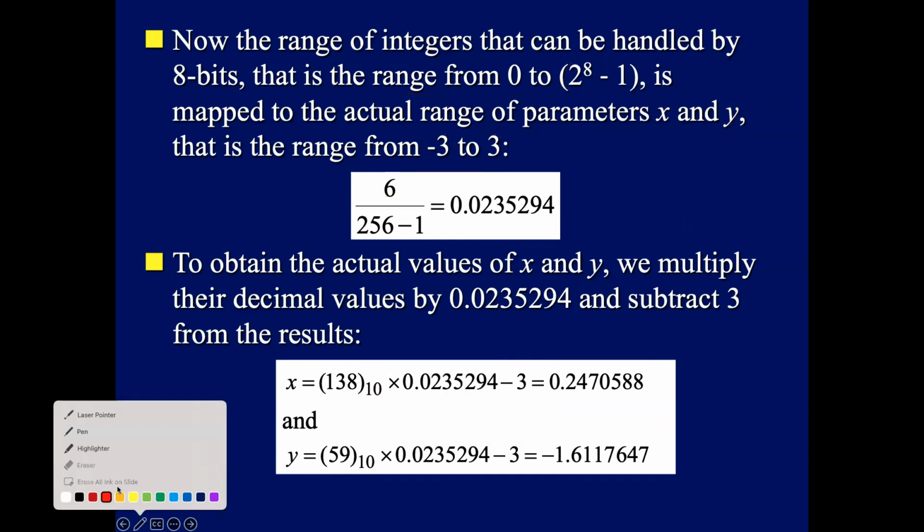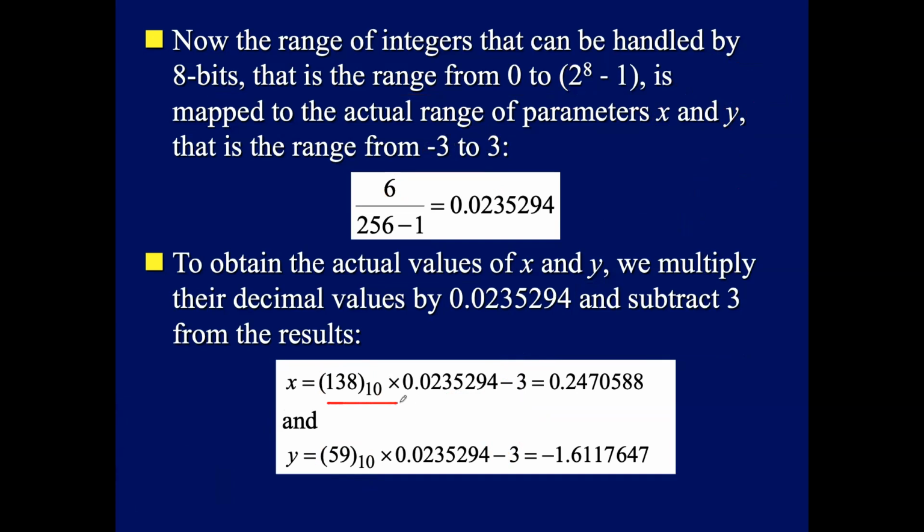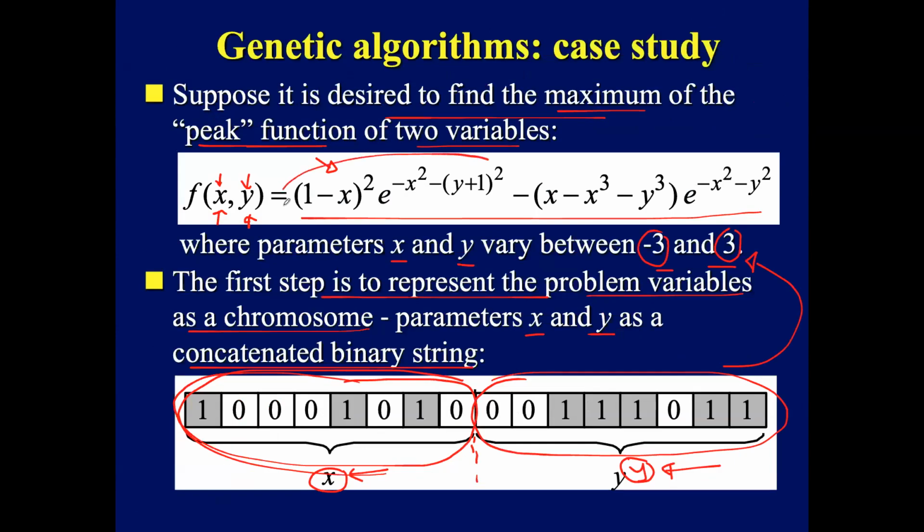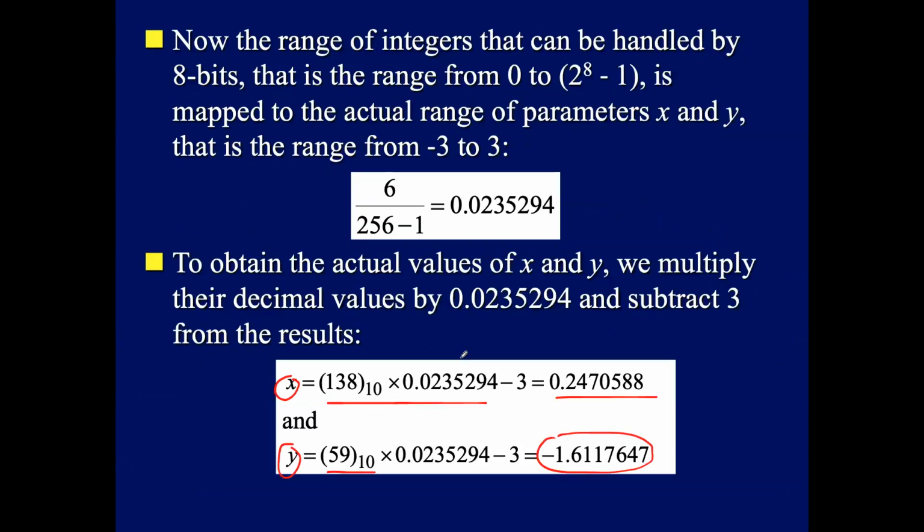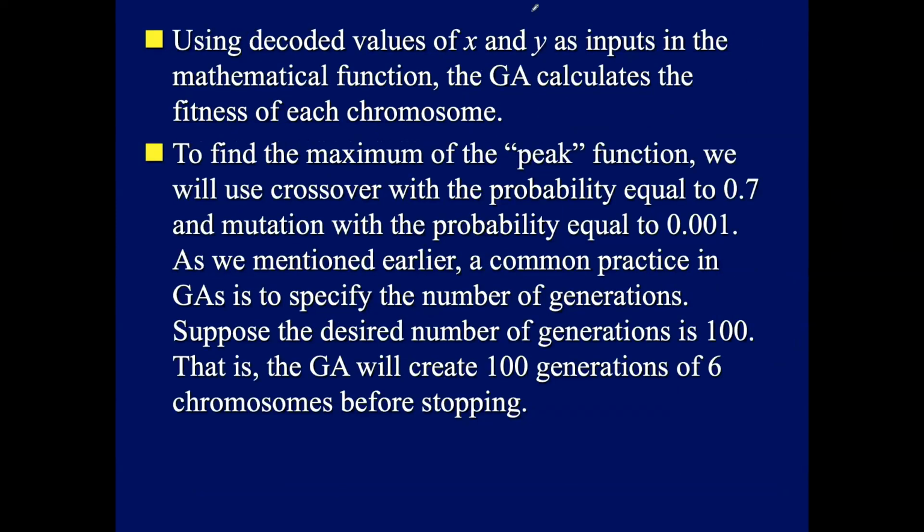So here we now transform the base 10 values to that range of -3 to +3. So for 138 base 10, we get 0.247. For 59 base 10, we get -1.6117647. Okay. So now once we have these, we can fit them in this expression here to calculate the fitness. So using the decoded values of x and y as inputs into the mathematical function, the genetic algorithm calculates the fitness of each chromosome.